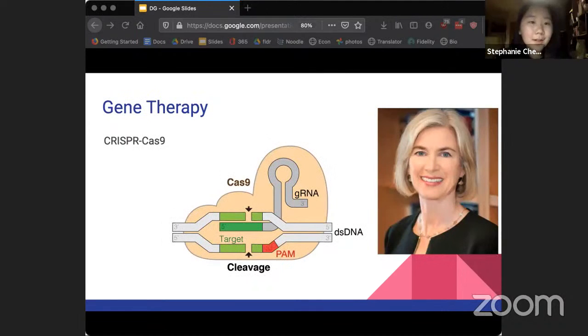Okay, so next we're going to move on to gene therapy, and really the super big part of designer genes is learning about this technology called CRISPR-Cas9. It's a gene editing tool, and this woman on the right basically helped create it. She won a Nobel Prize this year, and she's awesome. Her name is Jennifer Doudna.